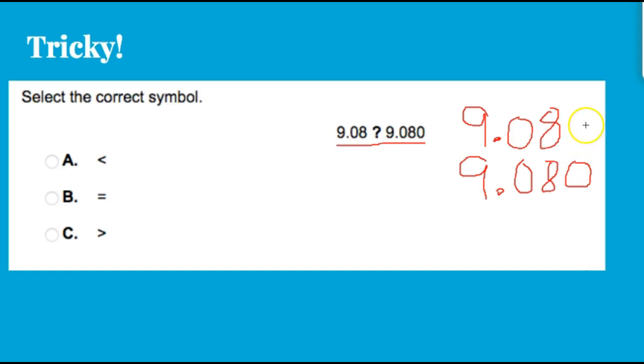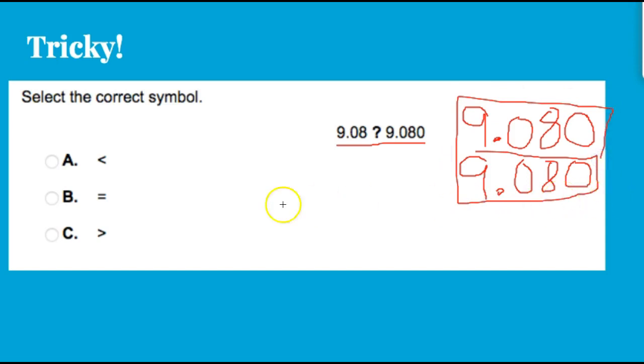They think, well, what does that mean? Well, nothing is the same as a 0. So I like to make sure that they have the same number of digits when I compare them. It just helps me to see that in this case, these two are actually the exact same numbers. So we call that in math equal.